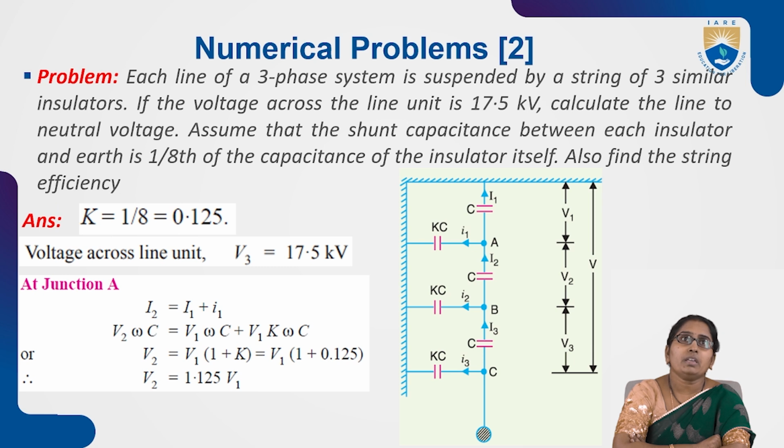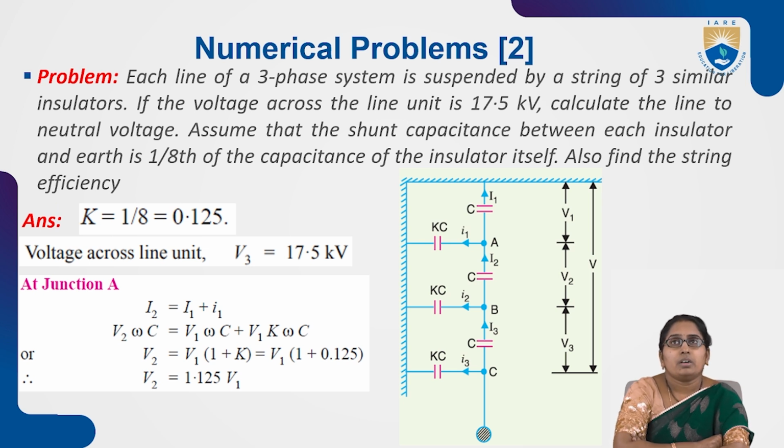They are asking for the system operating voltage. Assume that the shunt capacitance between each insulator and earth is 1/8th of the capacitance of the insulator itself. So that is the definition of the factor K, the ratio of the capacitance between insulator and earth to the self capacitance of the insulator. That's why K is given as 1/8.